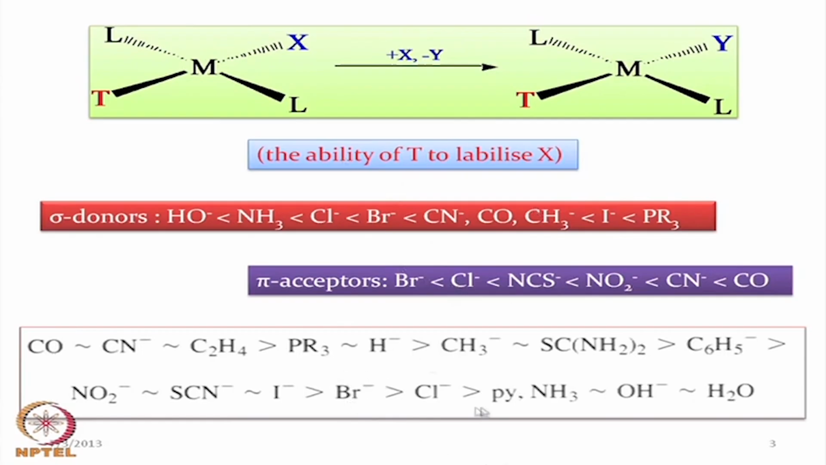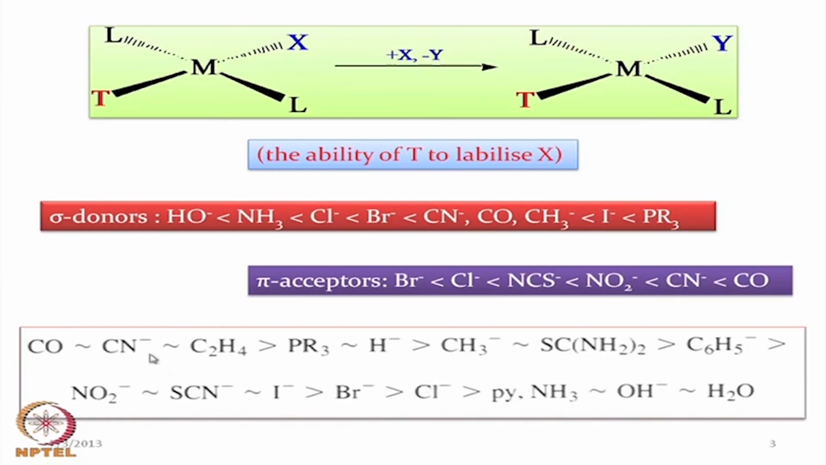That means we have placed Br⁻ greater than Cl⁻, that means the sigma donor ability is what we are considering for this trans effect. We are not considering the corresponding one for the pi acceptance, because these are also close together, but a little bit on the higher side compared to the CN⁻. So, starting from water to carbon monoxide, we have the entire range for these substitution reactions.